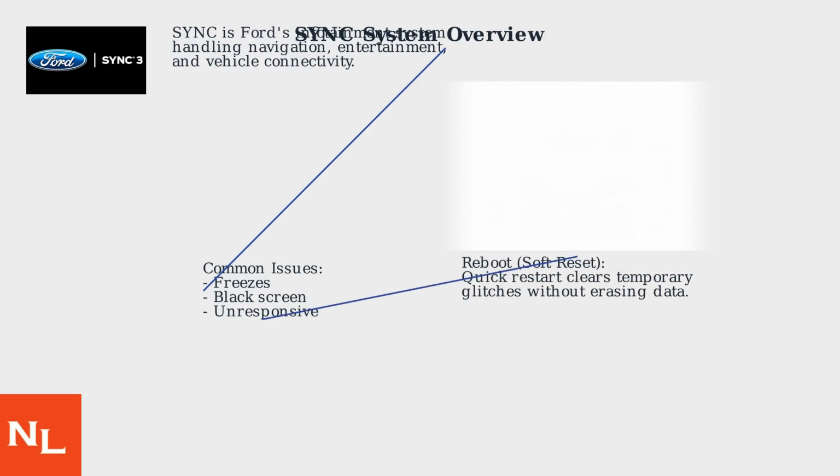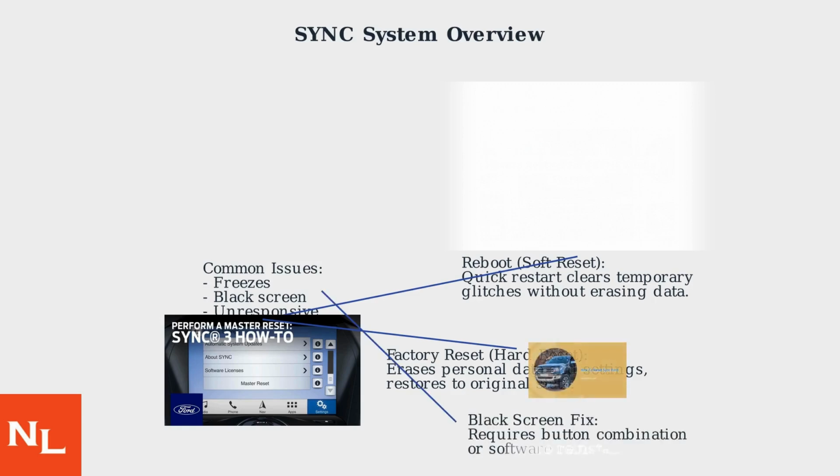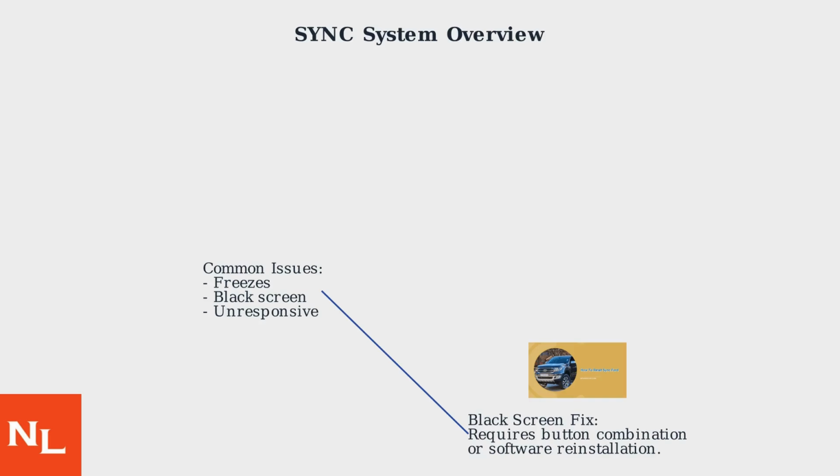There are two main types: a reboot, which is a quick restart that clears temporary glitches without erasing your data, and a factory reset, which erases all your personal data and settings, restoring the system to its original factory state. For black screen issues, a specific button combination or software reinstallation is often required. Always consult your Ford manual or a dealer for complex problems.